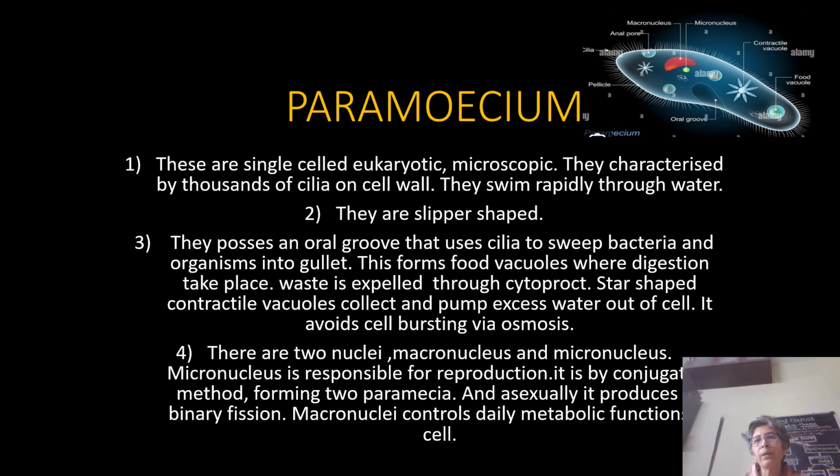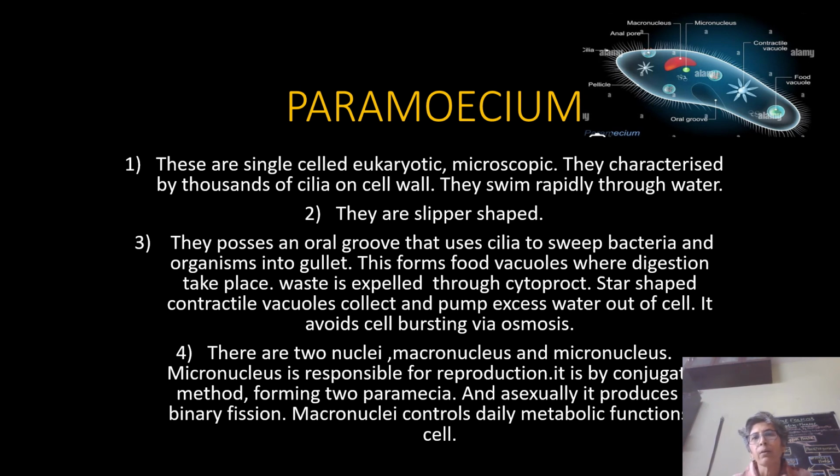They swim rapidly through the water due to cilia. They are slipper shaped. They possess an oral groove that uses cilia to sweep bacteria and organisms into the gullet. These form food vacuoles where digestion takes place. These bacteria are carried towards the food vacuoles and digestion takes place there.